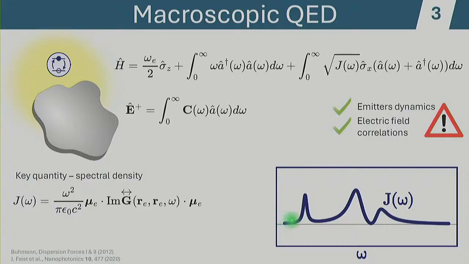nanoparticle or whatever nanostructure. For example, these peaks basically tell us that there are three modes in our system. And this quantity, the spectral density, is indeed the key quantity here for us because it fully characterizes the action of the cavity on emitters. Let me show you in the next slide how we are going to use this fact to simplify our problem.